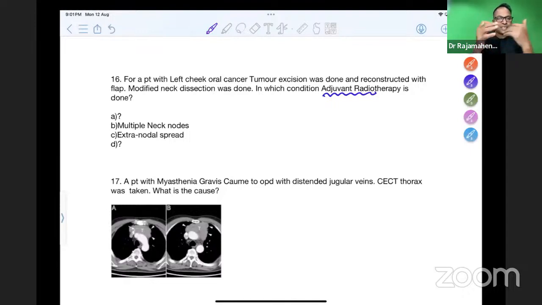So I'm not sure with which session and all, because I could collect from various sources. I'm discussing overall the concepts asked in the question. Okay, so this is an oral cancer. Oral cancer, if you see, we have to give a wide local excision.